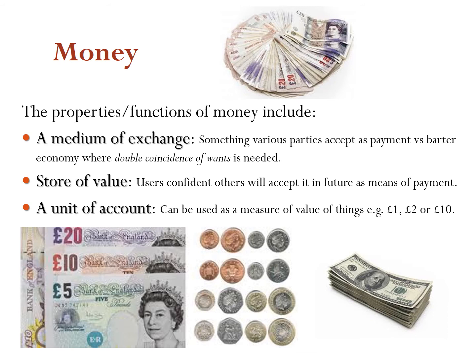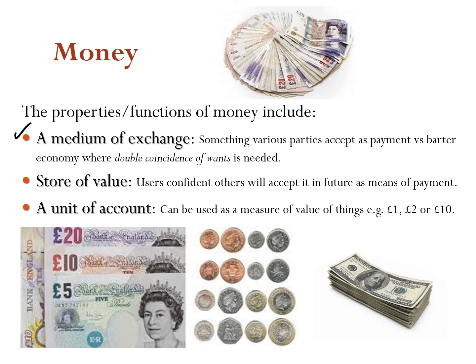Now, for something to be called money, there are particular properties or functions that it must have. So the properties and functions of money include: one, a medium of exchange. So it has to be something various parties accept as payment, as opposed to a barter economy where double coincidence of wants is needed. So think about a barter economy where I have to trade you something for something else.